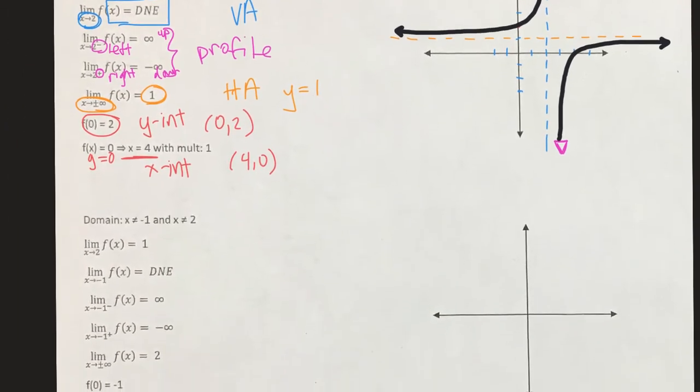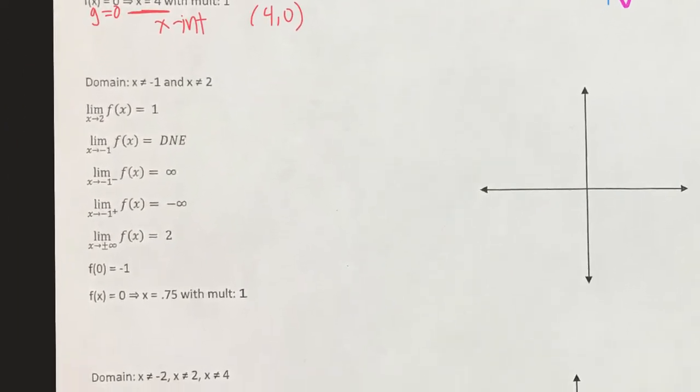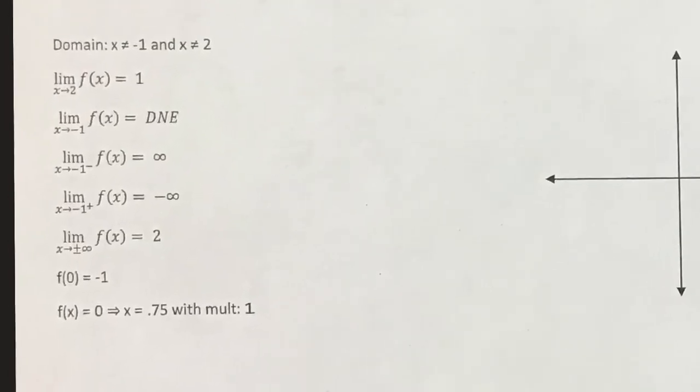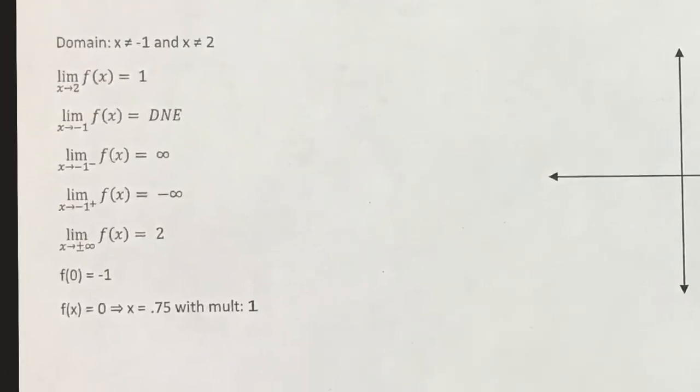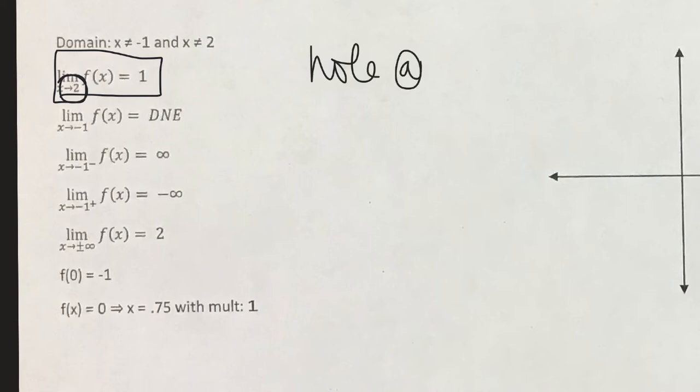Okay, so here's a second example. Here we have two domain restrictions. One is at -1 and one is at +2. Okay, so that's going to see here. Notice at +2 we have a y value. Okay, so this is going to tell us our graph will have a hole at the point 2, 1.